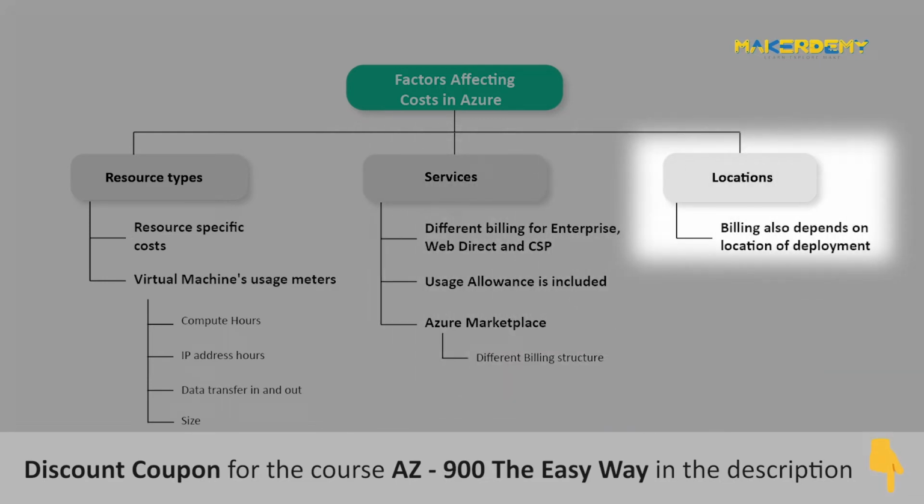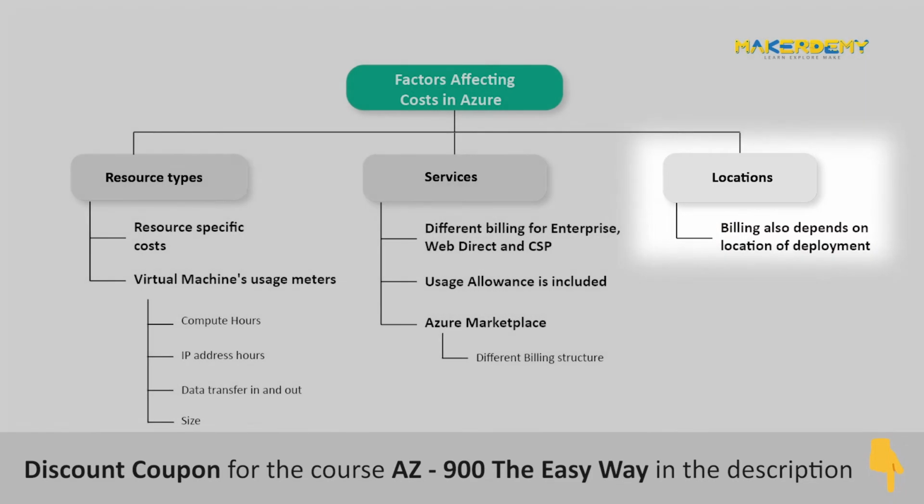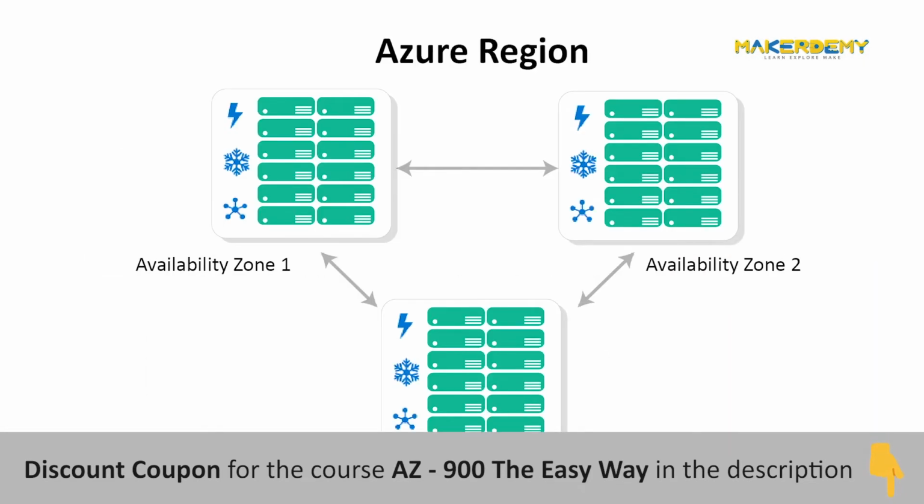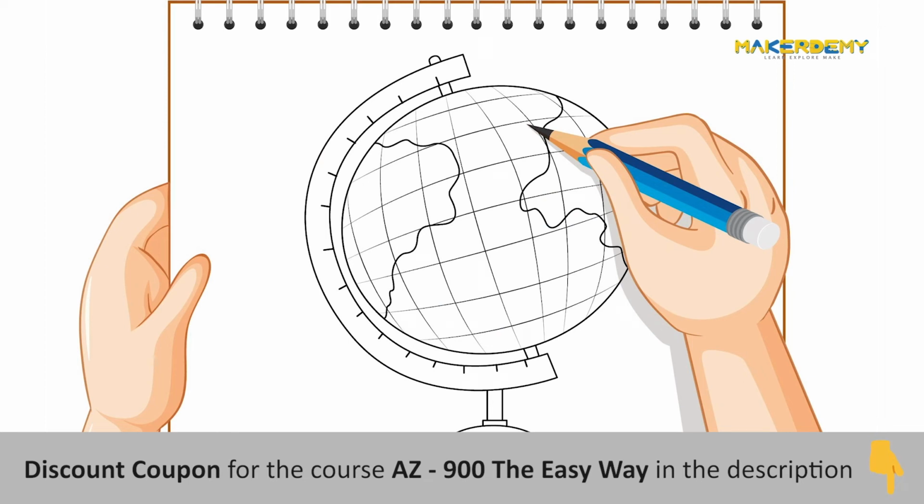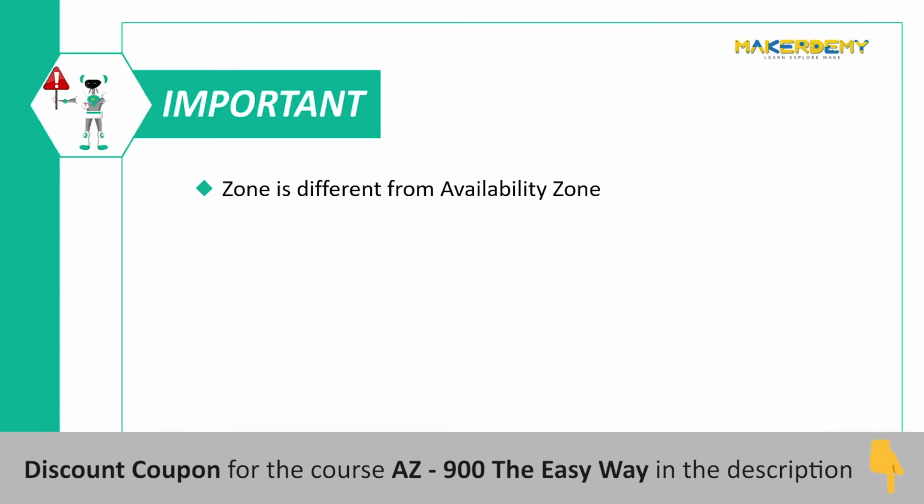Locations. Billing of Azure resources also depends on the location where the resource is deployed. Usage costs might vary between different locations. We have already learned about availability zones that protect our application and data when a data center fails. Azure also has zones, which is a geographical grouping of Azure regions for billing purposes. Note that zone is different from availability zone.